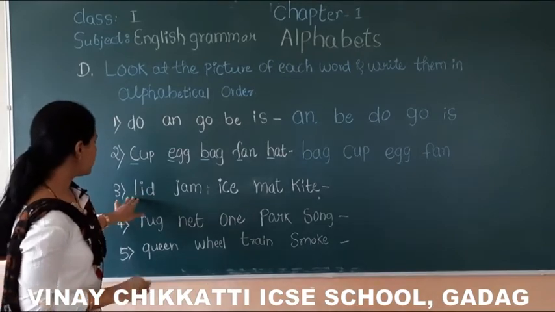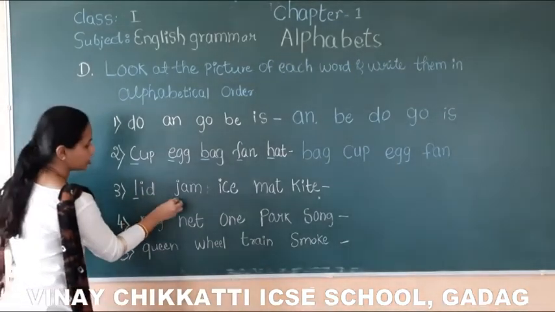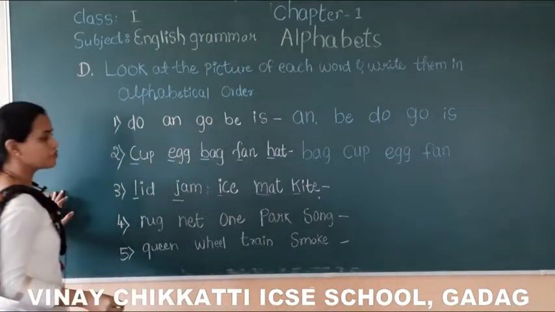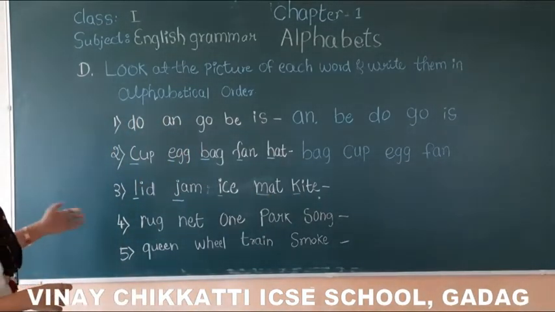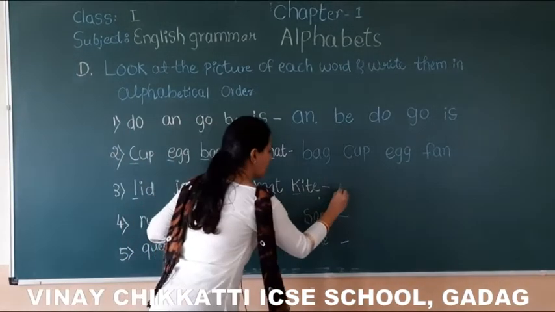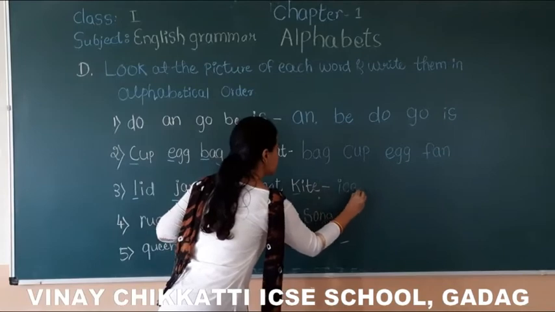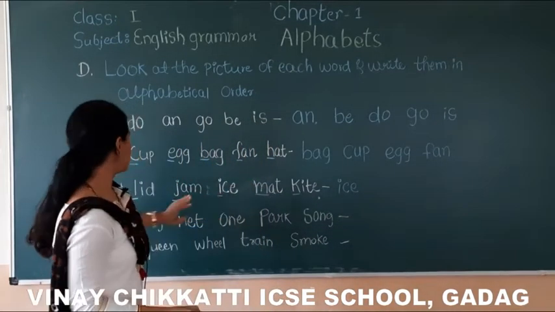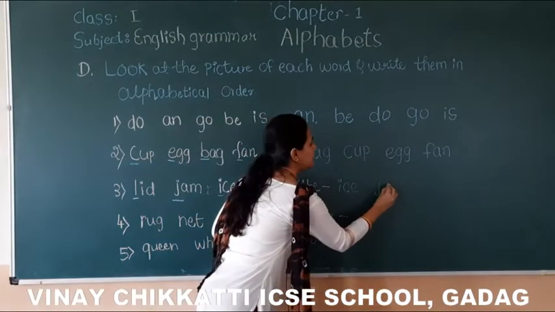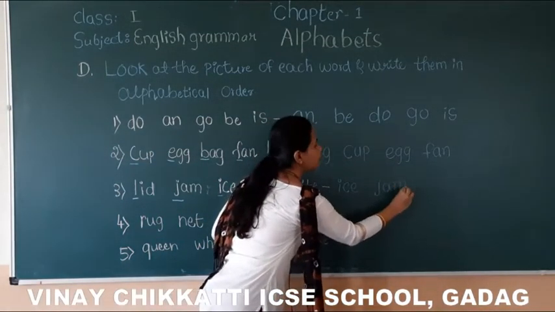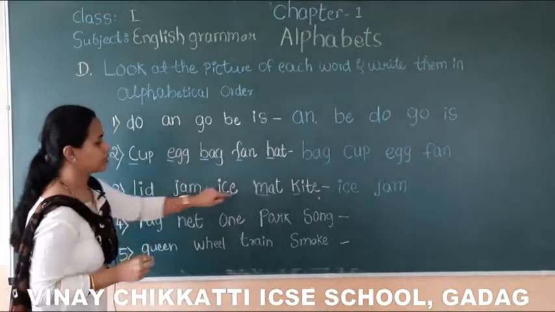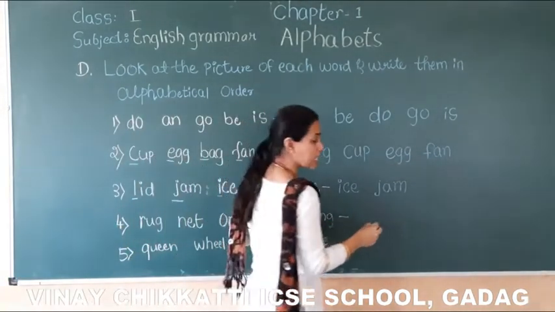Okay, see L, J, I, M, K here. Which is the first letter? I. First will come I. I, C, E. After I, J. Very good. J, A, M. Jam. K. Kite. K for kite.